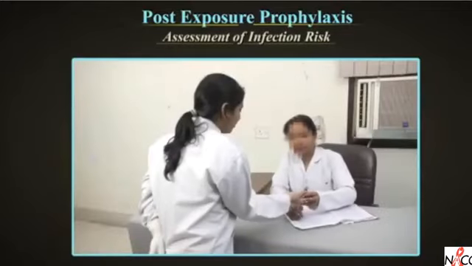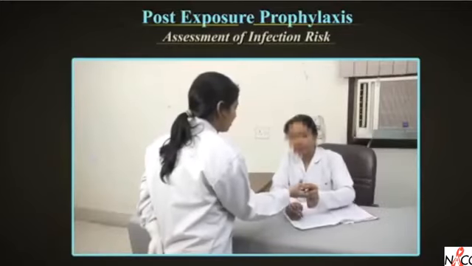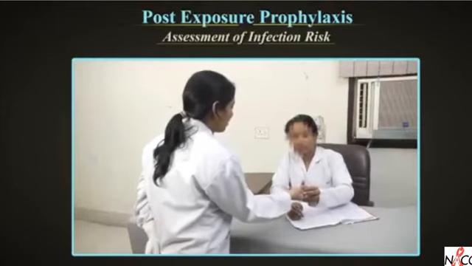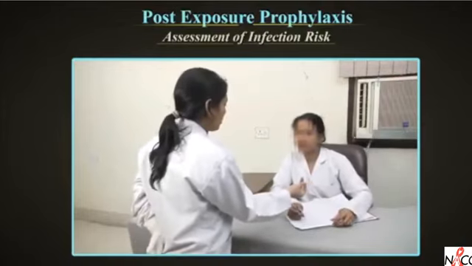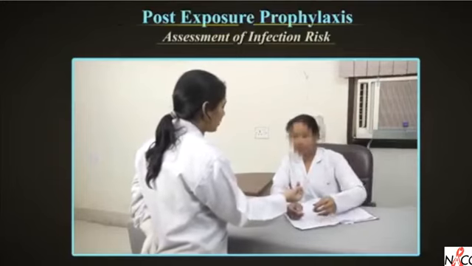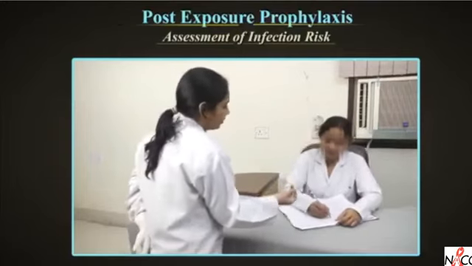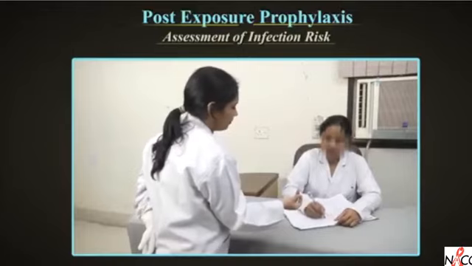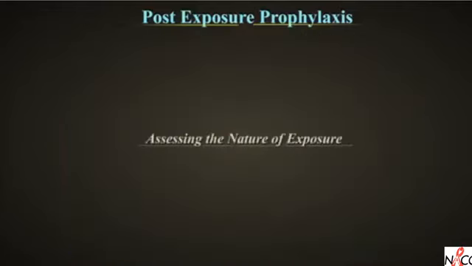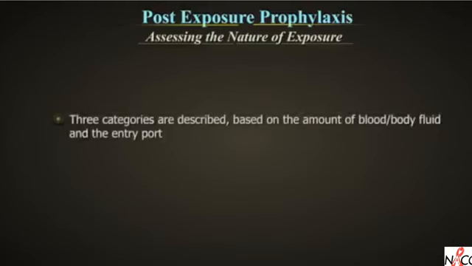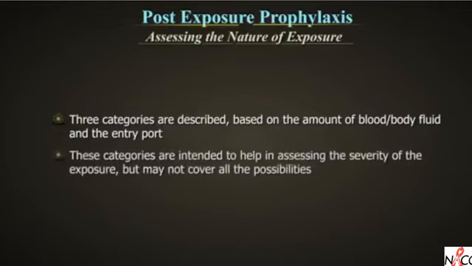A designated person or trained doctor must assess the risk of HIV and HBV transmission following an accidental exposure to blood, or AEB. This assessment must be quick so as to start treatment or prophylaxis without delay. Assessing the nature of exposure. Three categories are described based on the amount of blood or body fluid and the entry port. These categories are intended to help in assessing the severity of the exposure but may not cover all the possibilities.